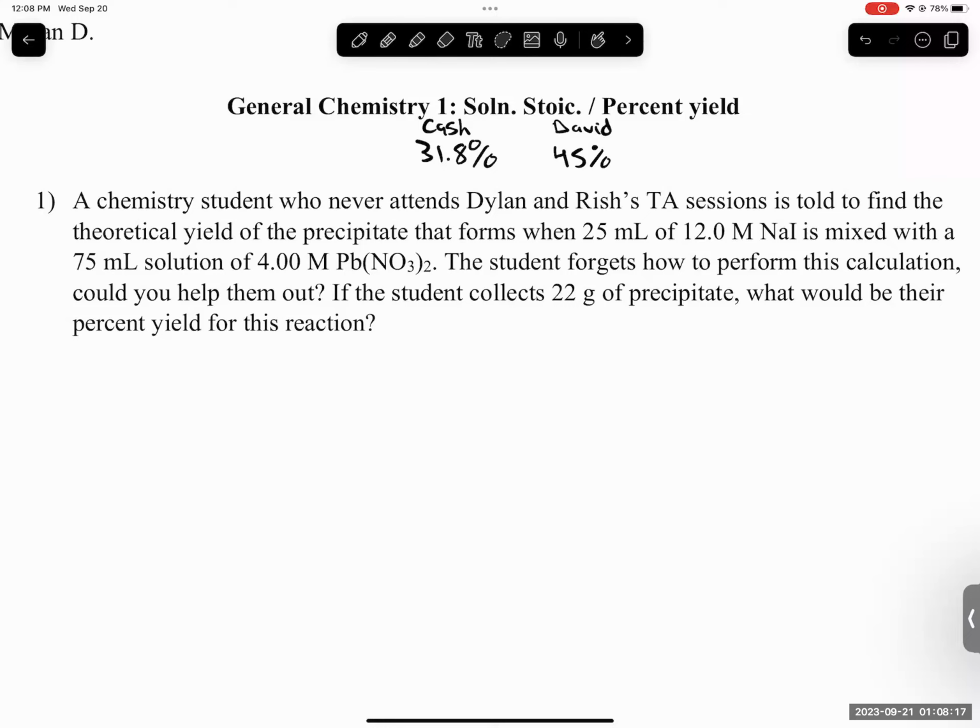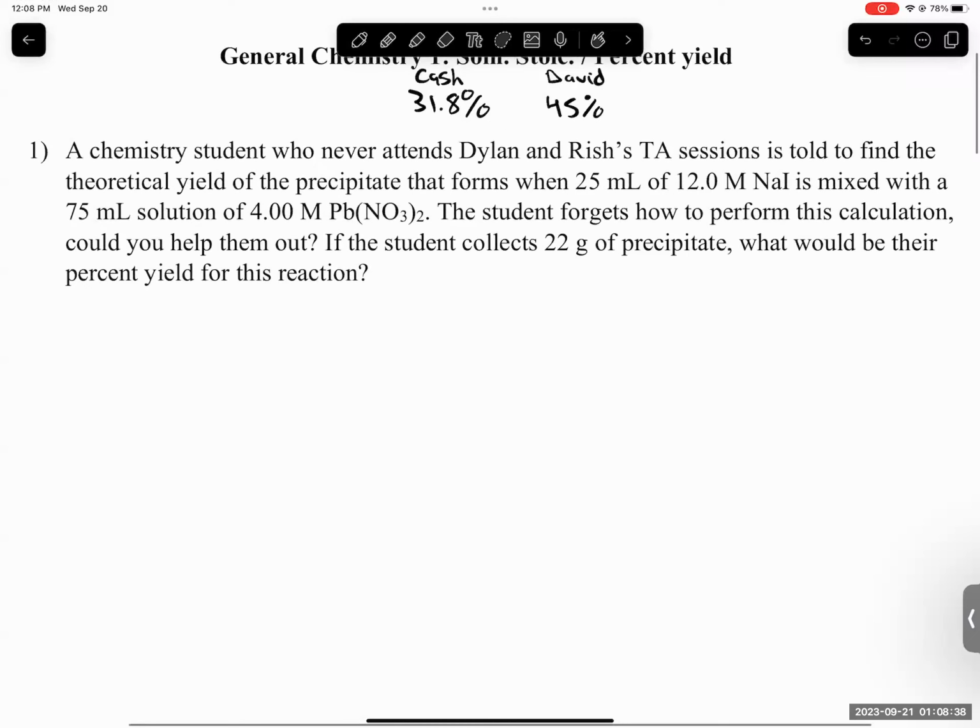A chemistry student who never attends Yellen and Rich's TA sessions is told to find the theoretical yield of the precipitate that forms when 25 mL of a 12 molar solution of sodium iodide is mixed with a 75 milliliter solution of 4 molar lead(II) nitrate. The student forgets how to perform this calculation, so we do it for them, and then we're going to find their percent yield. What's the first step that we always do?